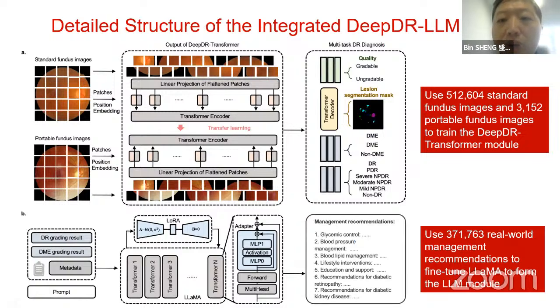First, we used over 0.5 million standard and portable fundus images to train the transformer module, and to fine-tune the large language module, we used 0.3 million real-world management recommendations. For this fine-tuning, we used an adapter and a neural technique based on our Chinese diabetes care recommendation data. We fine-tuned the Llama model, and it has better recommendation functions compared with the original Llama model.